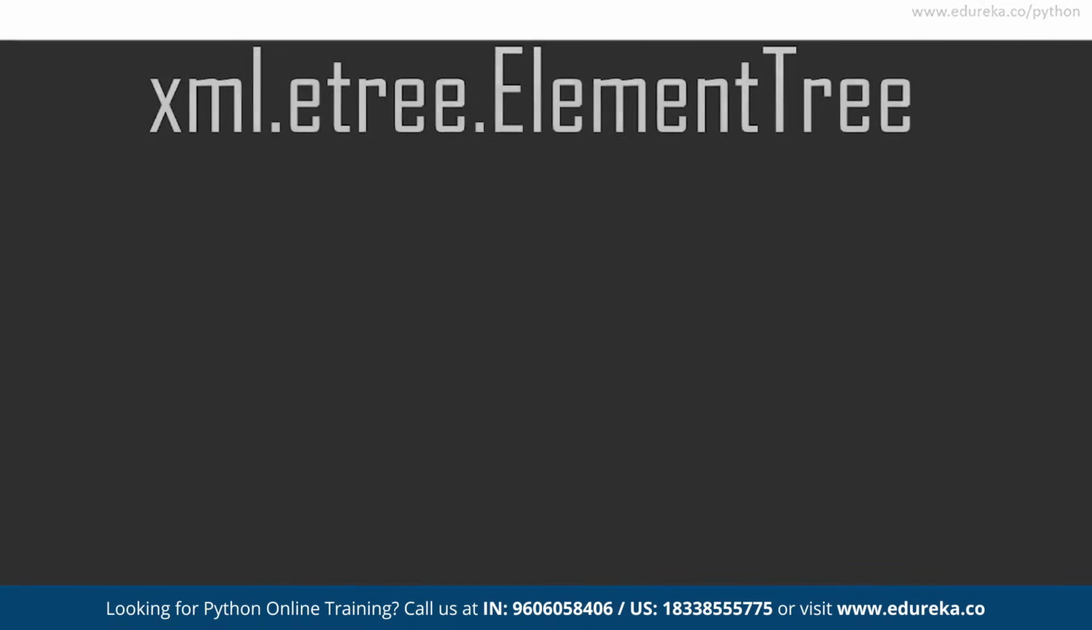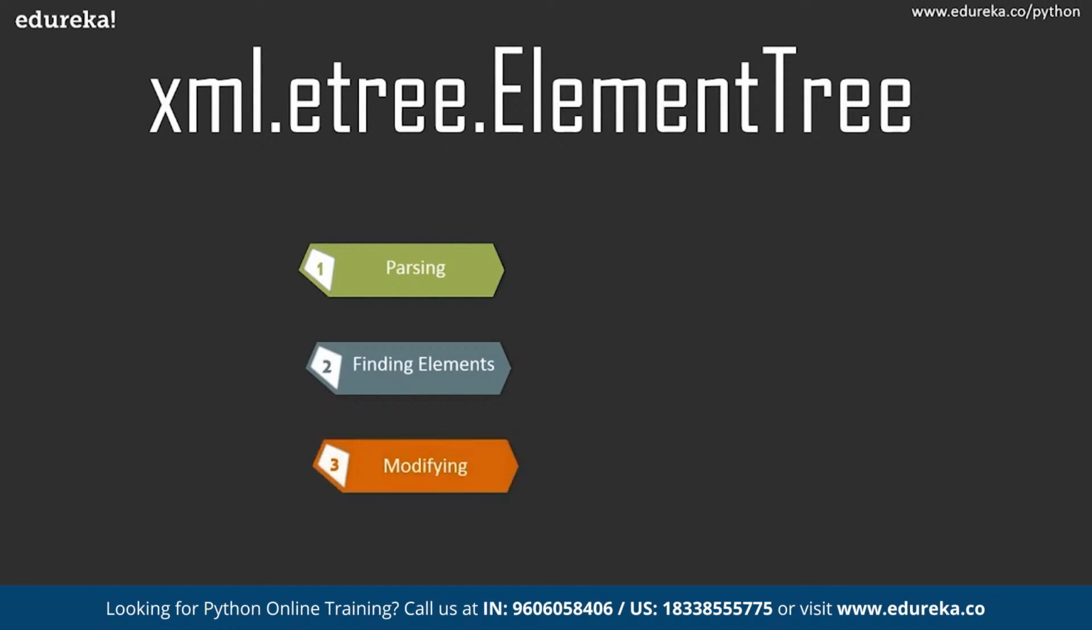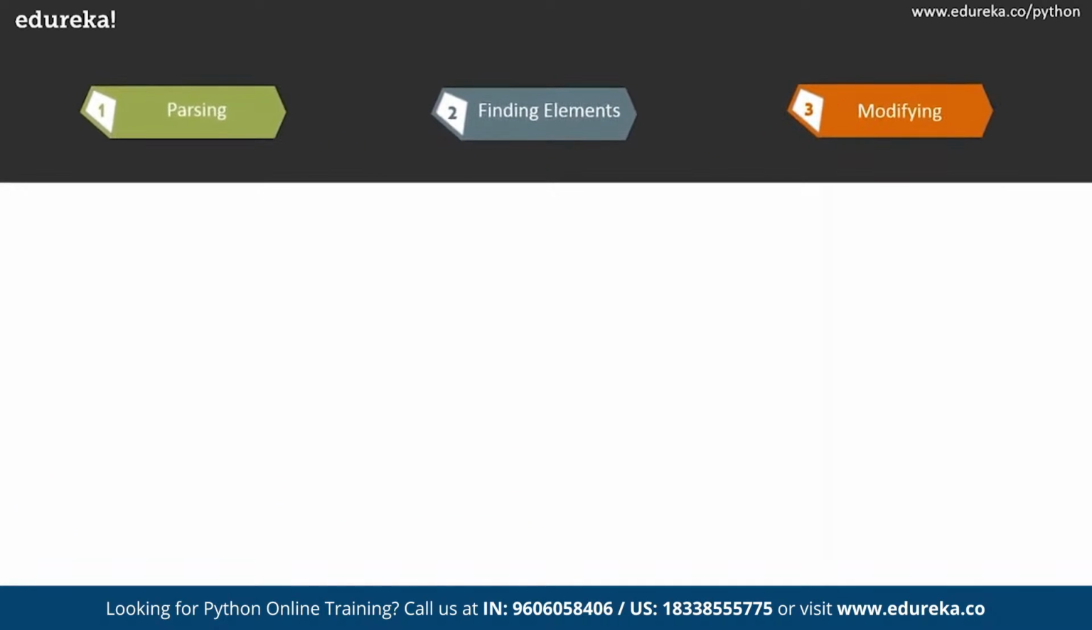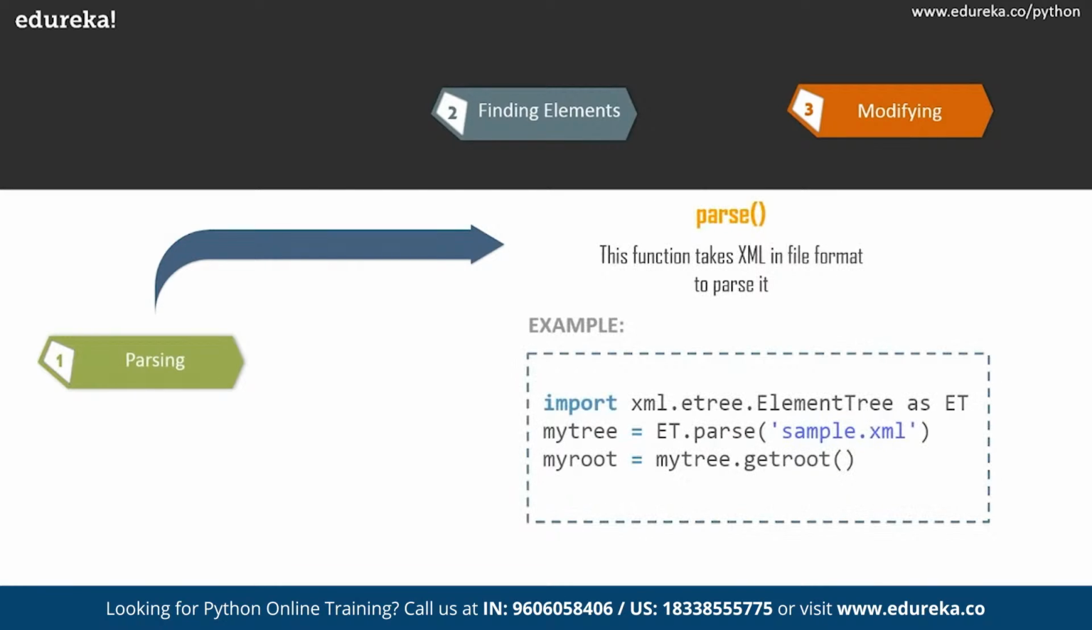In today's session, we'll be seeing how to use this module for parsing, finding elements, and to modify, that is adding or deleting elements from an XML document. So first, let's take a look at how to parse XML using the ElementTree module. There are two ways to parse a file using this module. The first is by using the parse function, and the second is to use the fromstring function. The parse function parses an XML document which is supplied to it as a file. Now let's jump on to PyCharm to see how exactly this works.